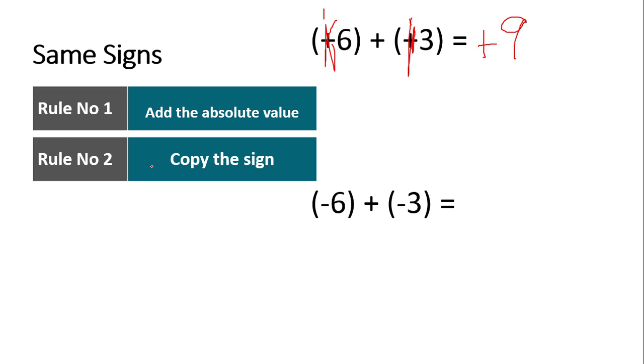Let's have another example. Ang rule number 1 is add the absolute value. Absolute value is 6 plus 3. We have 9. And then, i-copy natin yung sign nila, which is negative. Negative 6, negative 3. We have negative 9. Hopefully, nagets nyo itong part na to.